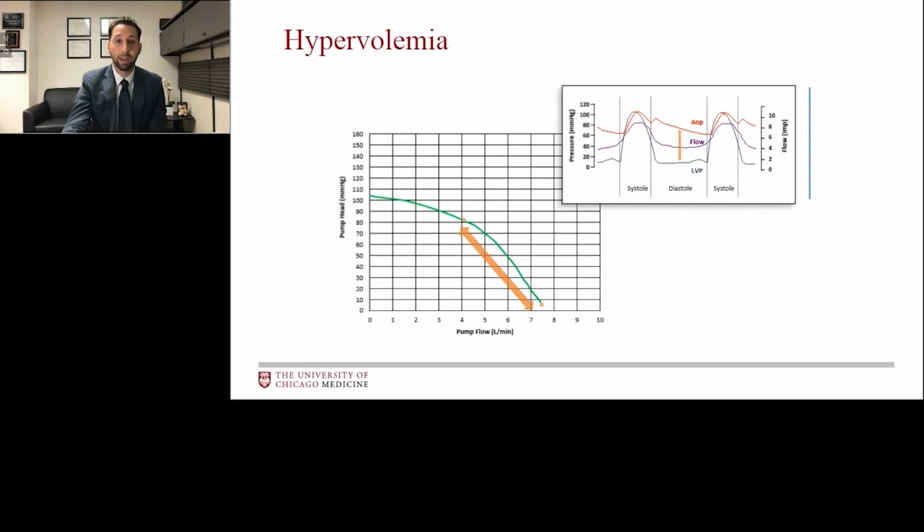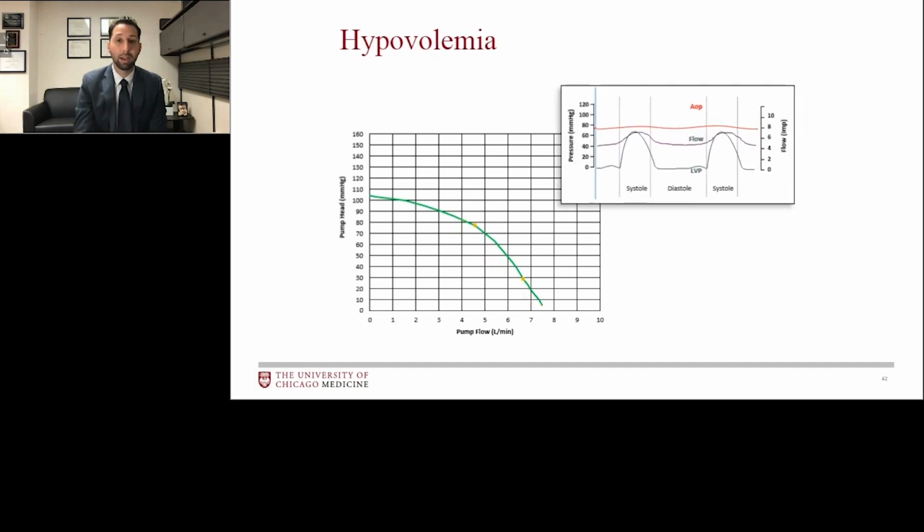Now, when we make somebody hypovolemic, notice several things. First of all, if you look at the insert, there is now a gap between the aortic pressure in red and the left ventricular pressure in blue. The systolic pressure gradient, which was previously 0, is now around 25 or 30 millimeters of mercury, and the diastolic gradient is still around 80 millimeters of mercury.